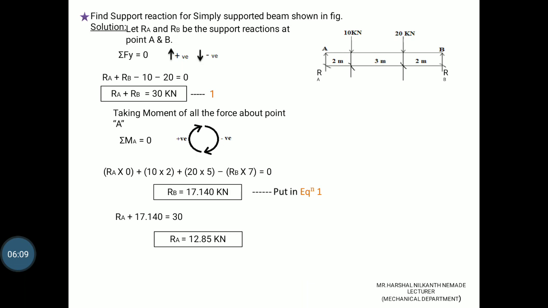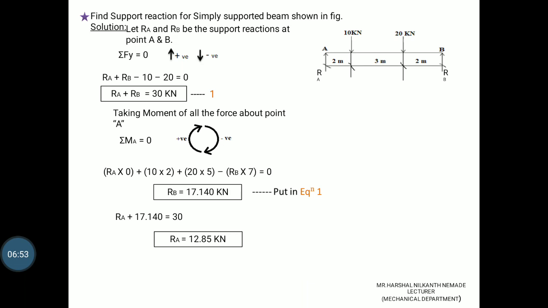So let's start with the solution. Let RA and RB be the support reactions at points A and B. Summation of Fy is equal to 0. Upward force positive, downward force negative. RA plus RB minus 10 minus 20 is equal to 0. RA and RB, why are they plus? Because you may see that upward going forces are positive, so I have written RA positive and RB positive. Minus 10 minus 20 I will take to the right hand side, so it will be 30 kilonewton. So I will write RA plus RB is equal to 30 kilonewton. It will be equation 1.